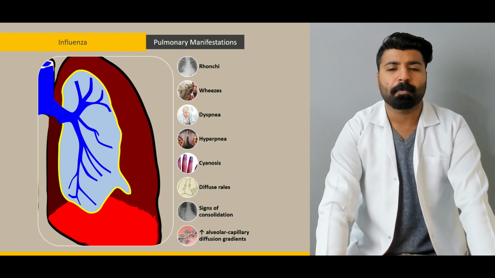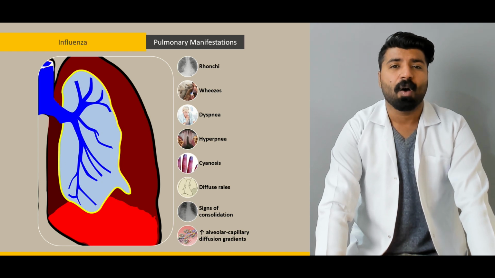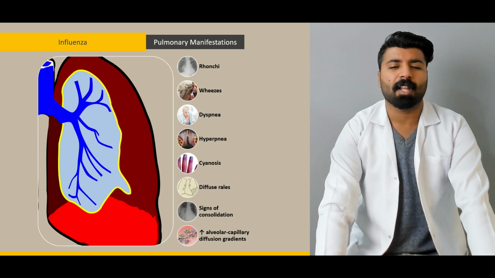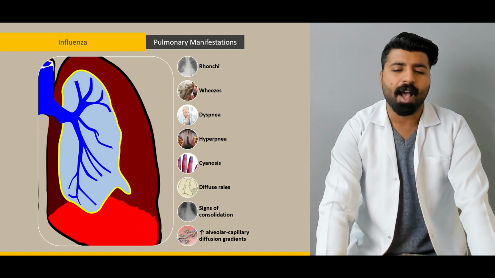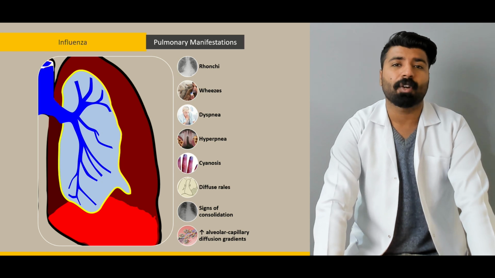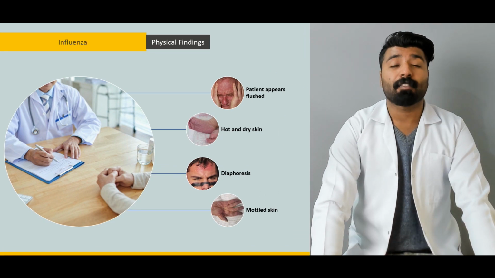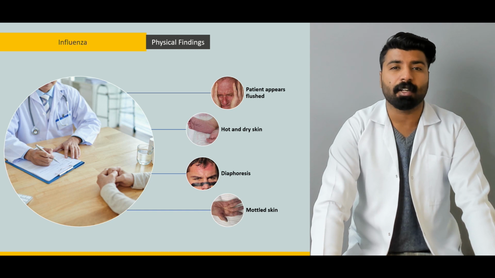Next, we're going to talk about pulmonary manifestations. What will the pulmonary clinical symptoms be like? The patient will have rhonchi, wheeze, dyspnea, hyperpnea, cyanosis. We're going to talk about each and every one of them and why they are happening in your lungs. We're going to talk about what physical findings will be present with influenza, and what systemic manifestations are there.